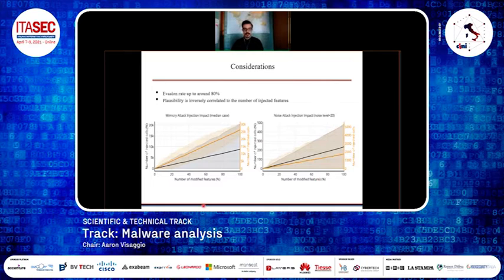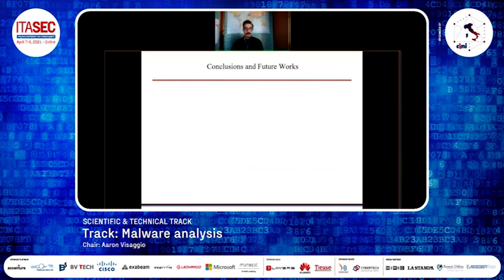As we're considering the case of 40% of injected features, we have to add something like 10,000 calls for the mimicry case and something like 1,000 calls for the random noise addition. In conclusion, we presented a study about the feasibility of creating a system that is capable of generating adversarial samples through the injection of only Android system API calls.